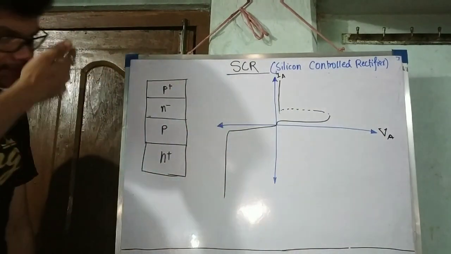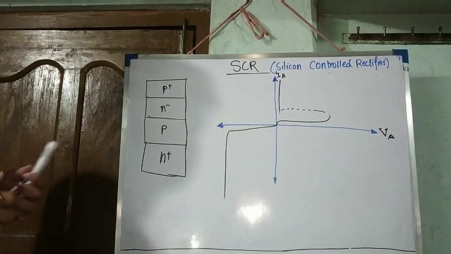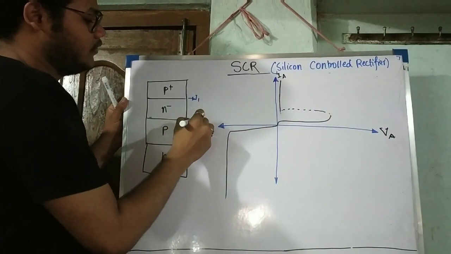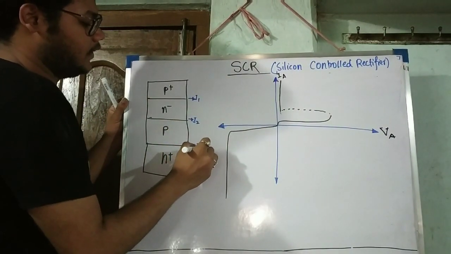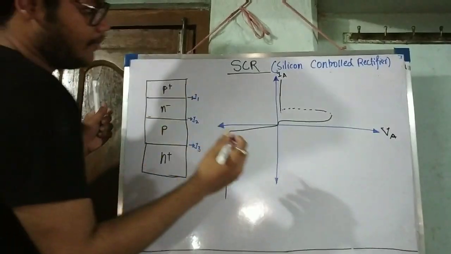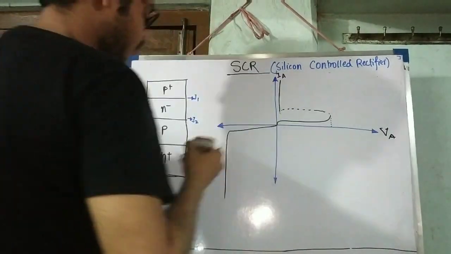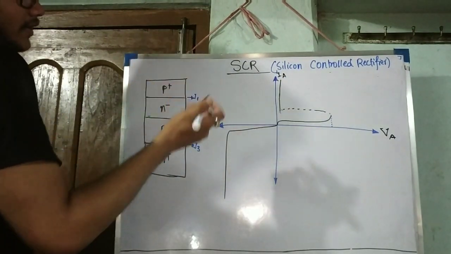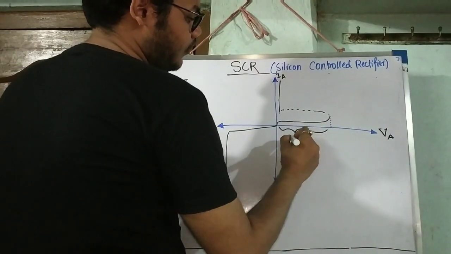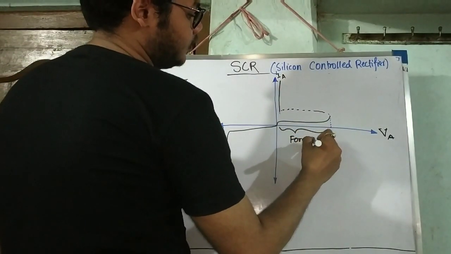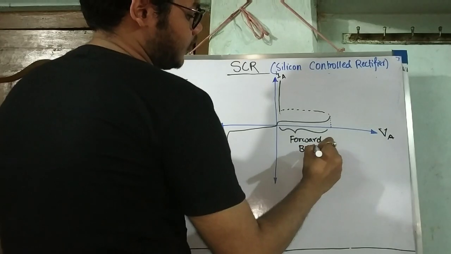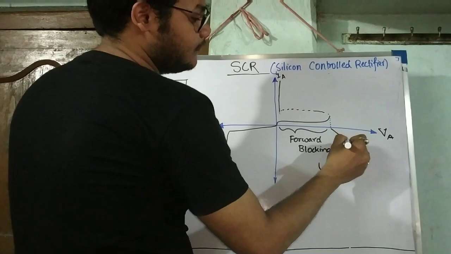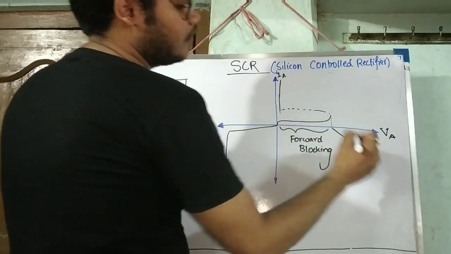See, this is the VI characteristics, how we have drawn the VI characteristics. These are the three junctions, J1, J2 and J3. This portion up to this is your forward blocking condition. That means you have applied the positive voltage across the thyristor. And this voltage is VBO, the forward breakover voltage.